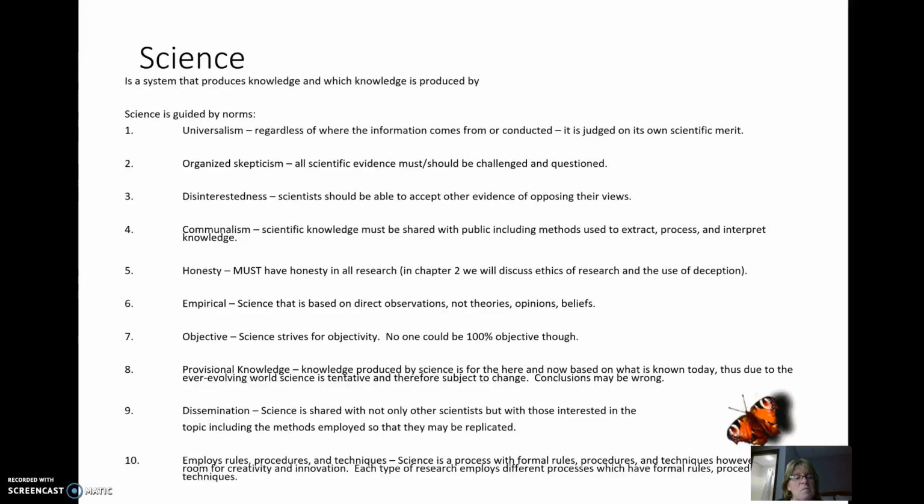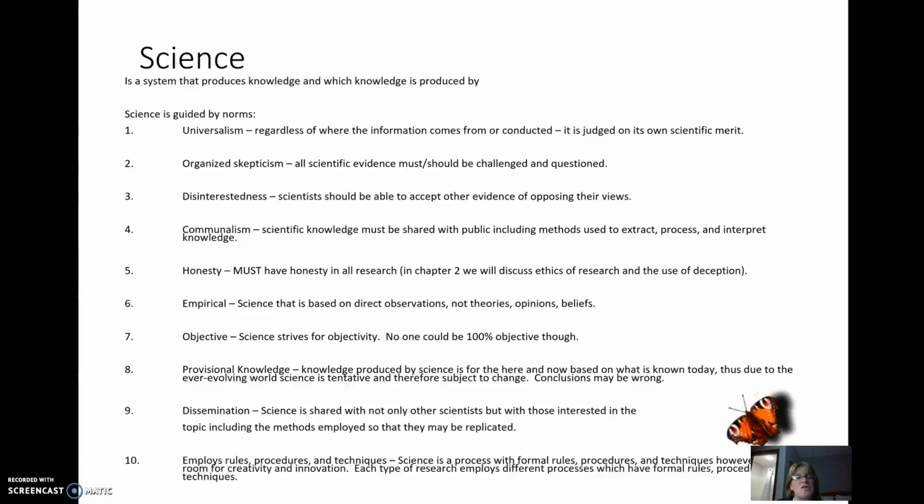Science is guided by some norms. I have them listed here, and I'd like you to become aware of them because they might help you as you begin to understand research. Please note that research is like learning a new language. At first, you may get very frustrated, but hang in there. We'll all get through it. So let's get back to science.